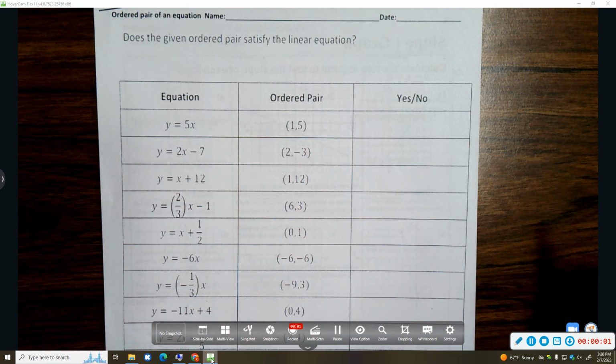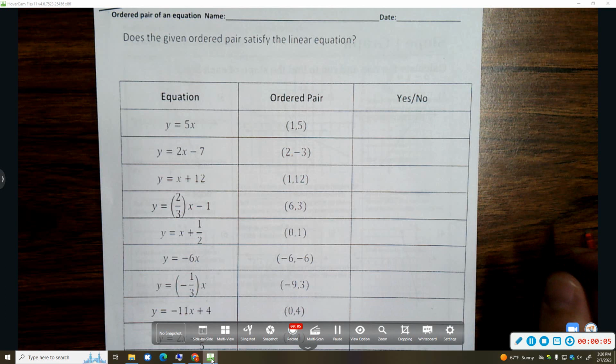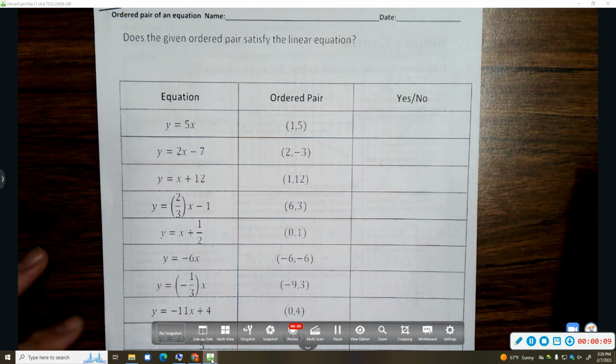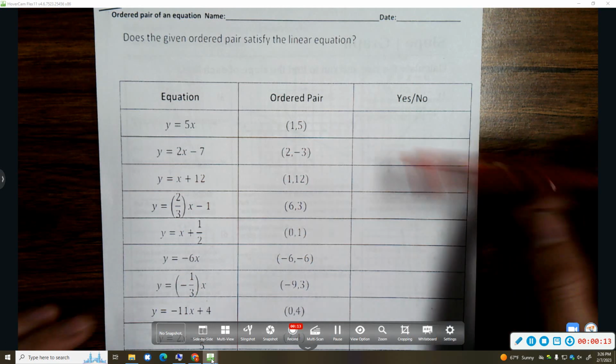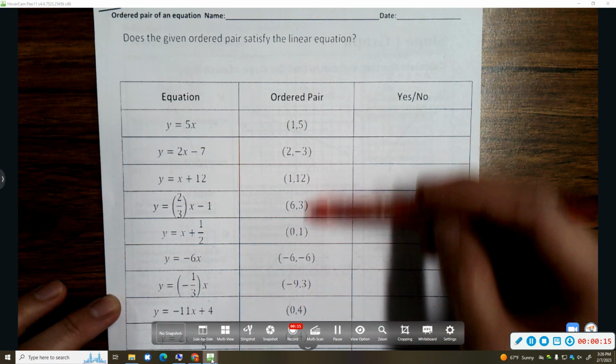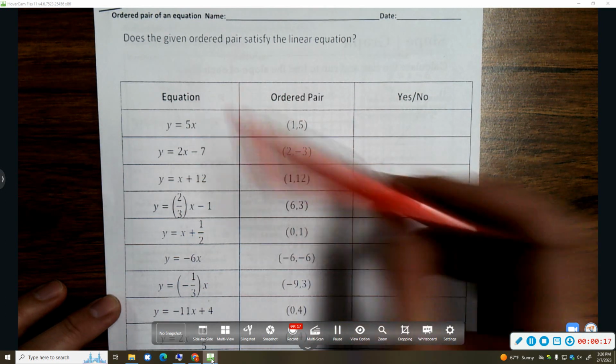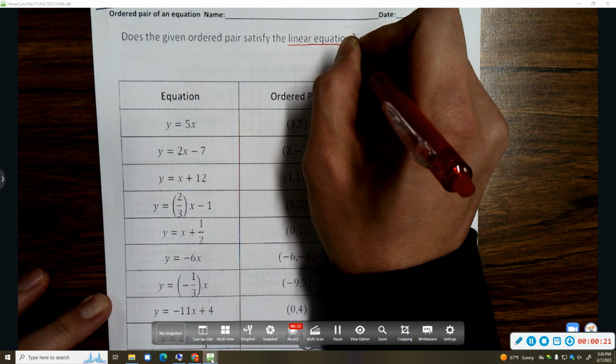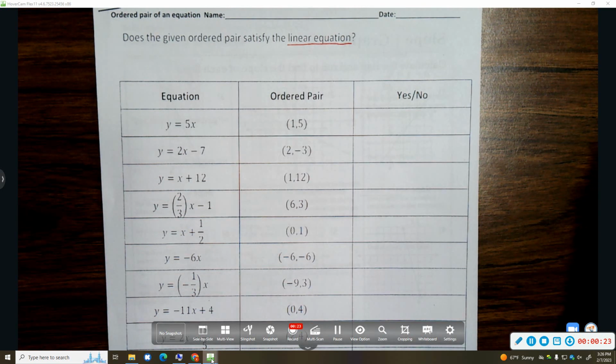Hello students, today's lesson will be on finding slope and y-intercept and writing a linear equation. But before we start doing that, we are going to see if these points are a solution to that linear equation. A linear equation just means what we've been doing, an equation that creates a straight line.